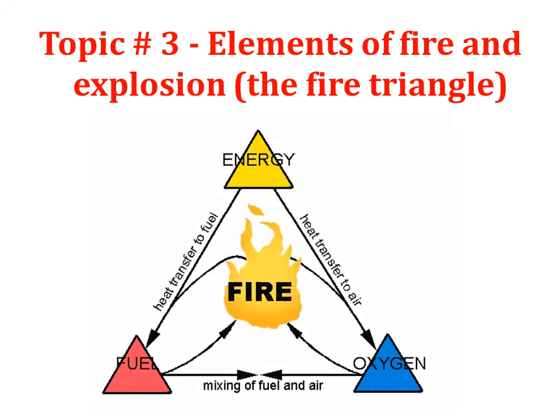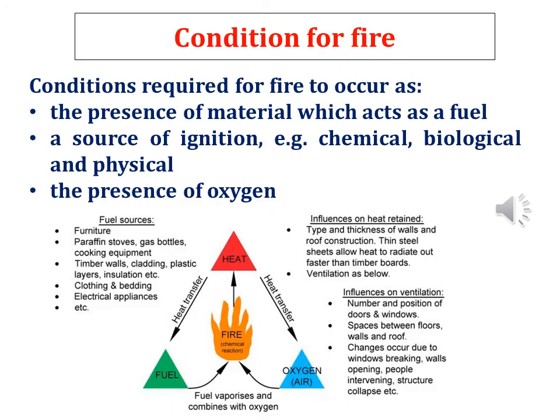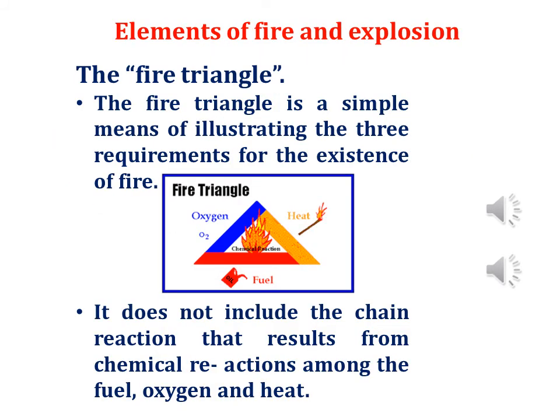Topic number 3, Elements of Fire and Explosion, the Fire Triangle. Condition for fire. The fire triangle is a simple means of illustrating the 3 requirements for the existence of fire. It does not include the chain reaction that results from chemical reactions among the fuel, oxygen and heat.